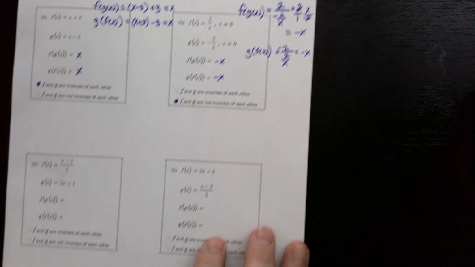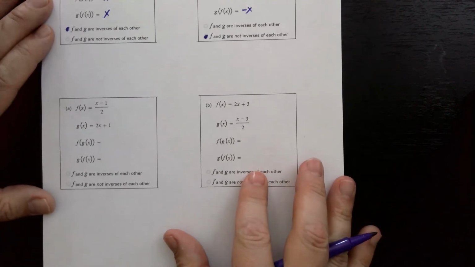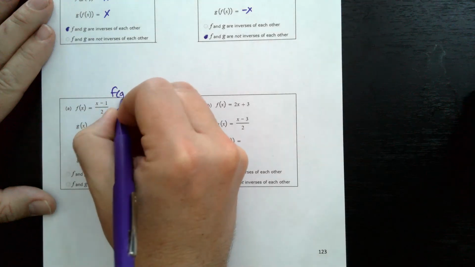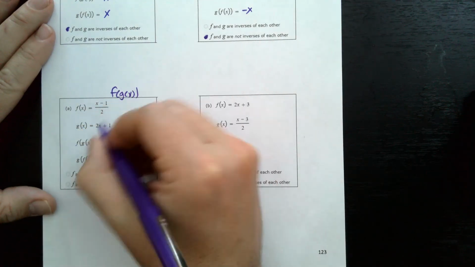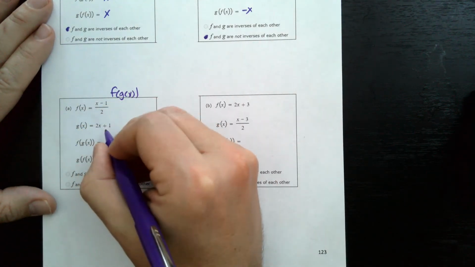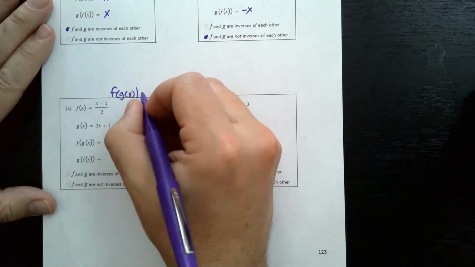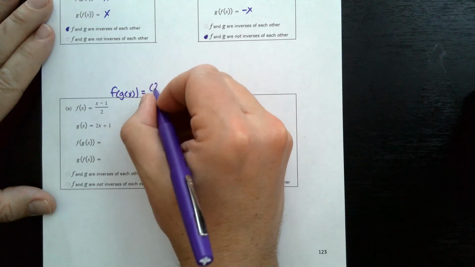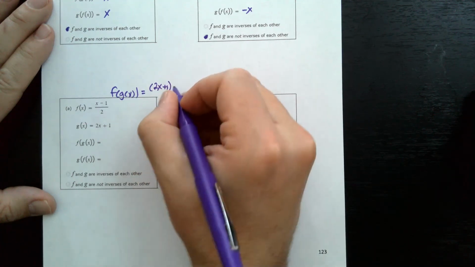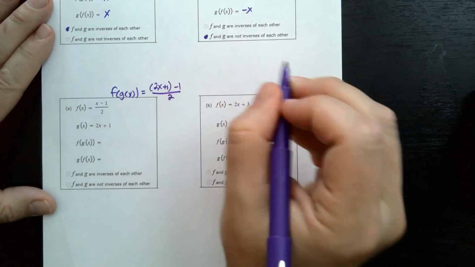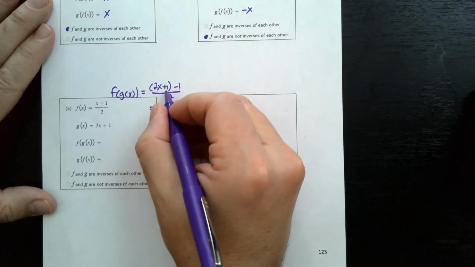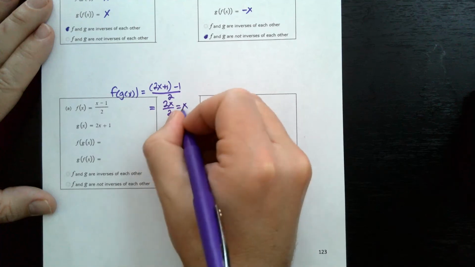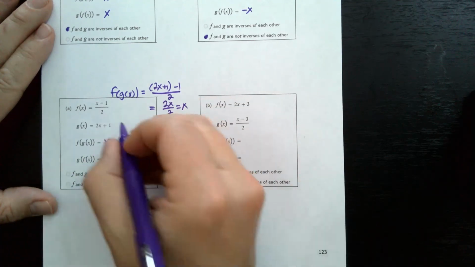Okay. All right, let's take a look at this one. So if I compose f of g of x in here, that means I'm putting the g function, 2x plus 1, in right here. So instead of x minus 1 over 2, I'll put 2x plus 1 minus 1 over 2. Okay, so that's going to give me, the 1 and the negative 1 cancel, so 2x over 2 equals x. So that one works. Let's go the other way.